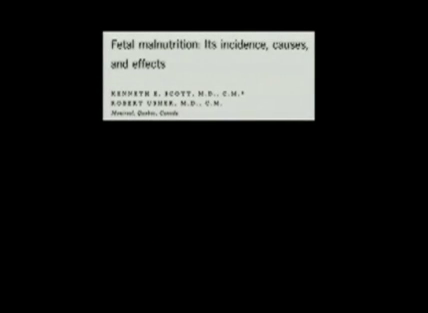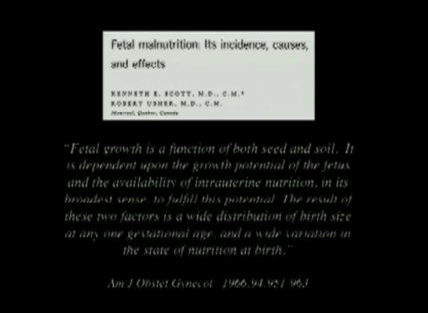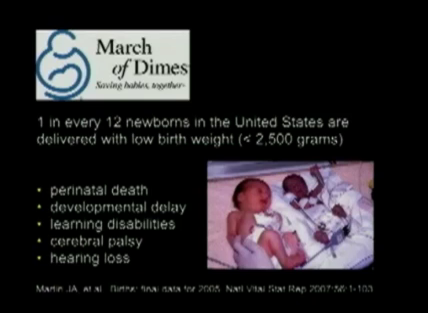Doctors Scott and Usher from Montreal once wrote a paper called Fetal Malnutrition, Its Incidence, Causes, and Effects. And they said in the Gray Journal, 1966, that fetal growth is a function of both seed and soil. It is dependent upon the growth potential of the fetus and the availability of intrauterine nutrition in its broadest sense to fulfill this potential. The result of these two factors is a wide distribution of birth size at any one gestational age and a wide variation in the state of nutrition at birth.